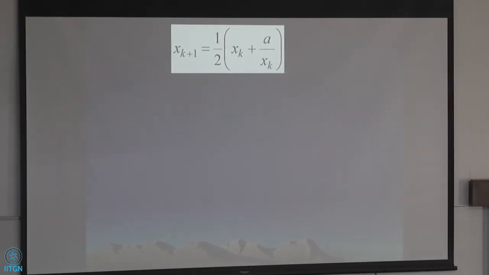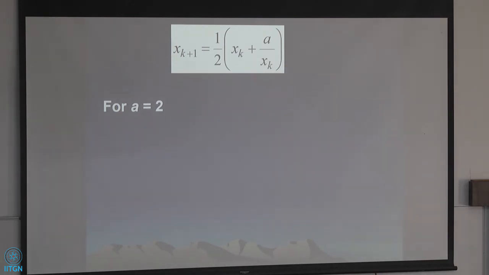So, this is the iteration. I want to find the square root of a. I start with any xk, then in the next step I get x(k+1), which is half of xk plus a by xk. Okay. That is the iteration that was noted. And how good it is, let us see just with an example, for a equal to 2. So, what is the first iteration?